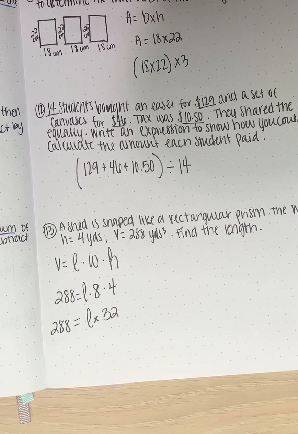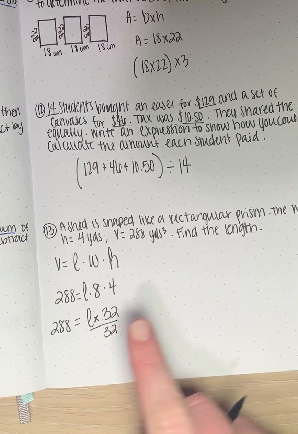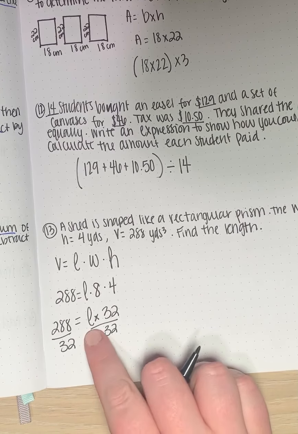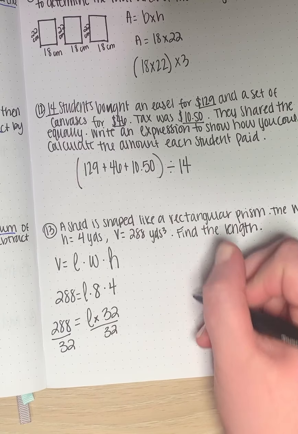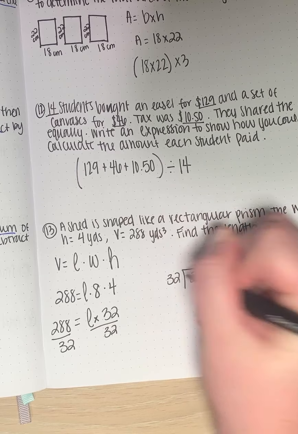So the opposite of multiplication would be division. So I'm going to divide by 32. And if I do it to this side, I have to do it to the other side. So to get that L alone, I divide by 32 on both sides. So now let's divide by 32.